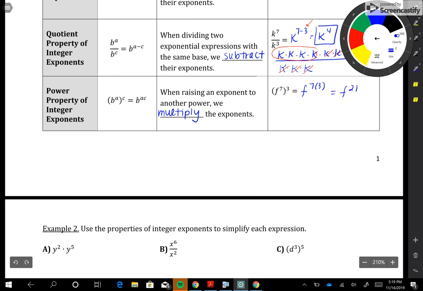Now this would be a lot for me to write out all the time, but let's think about it. That's f to the 7th cubed, so what that means is I'm taking f to the 7th times itself 3 times. If you can visualize, there's going to be 7 f's here, 7 f's here, and 7 f's here. And 7 times 3 gives you 21. So that is our power property of integer exponents.